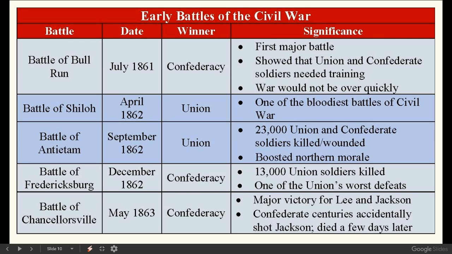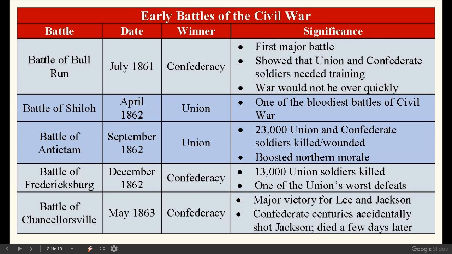And then some Confederate victories. The Battle of Fredericksburg, again, large casualties, 13,000 Union soldiers killed in this one battle. And it's one of the Union's worst defeats of the war at Fredericksburg. And then the Battle of Chancellorsville in May 1863, another Confederate victory. And this was a major win for General Lee and General Jackson.